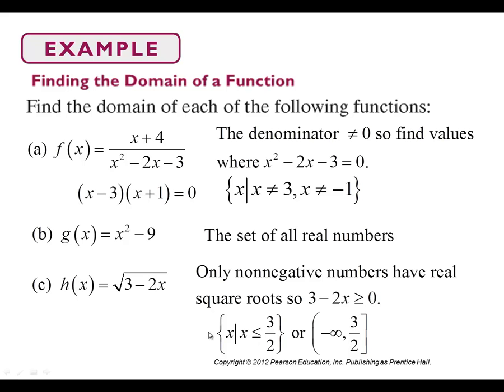So this is set notation: the set of all x such that x is less than or equal to 3 halves. If you were to graph that, there would be a bracket at 3 halves, and the arrow would go to the left. So this would be parentheses negative infinity, comma, 3 halves with a closed bracket, because it's less than or equal to. And we will go through more of these in class.